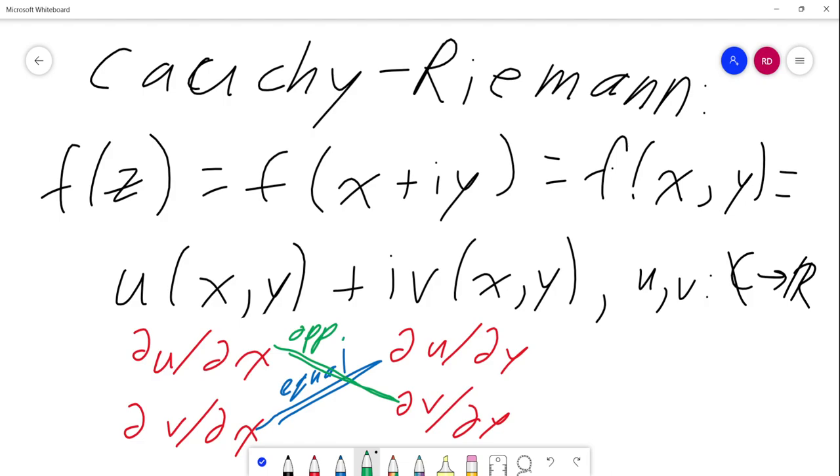If you were starting complex analysis, that would be a law you need to memorize, these formulas, this relationship between the different partial derivatives. Del u del x and del v del y are the same thing. Del u del y and del v del x are... I think I have that backwards. Sorry. I apologize. That's embarrassing. This one is supposed to be equal. And this one is supposed to be opposite. Okay, that's my first embarrassing mistake out of the way. Hopefully that's the only one today.